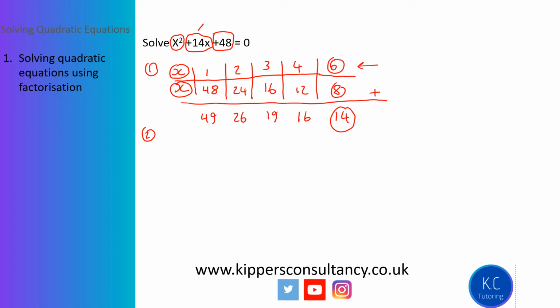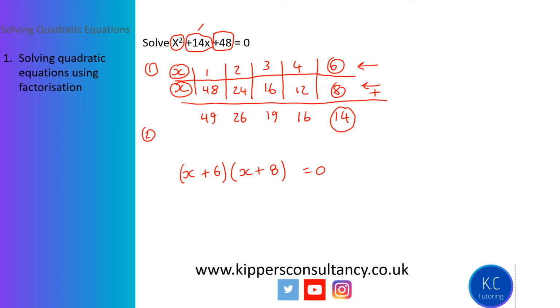So the top row here uses x and plus 6, so that is x plus 6 in the first bracket, and then the bottom row here uses x and 8, so in our second bracket that is x plus 8, and that is equal to 0.